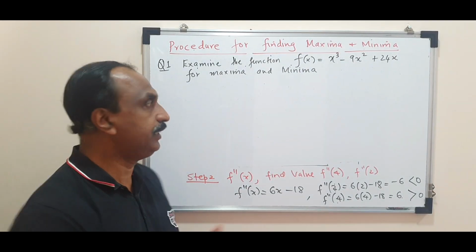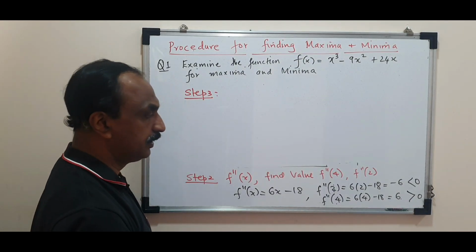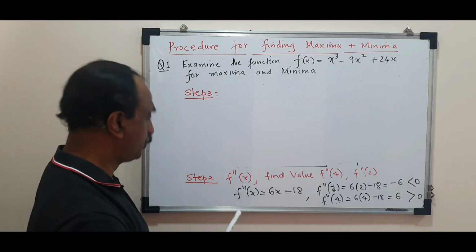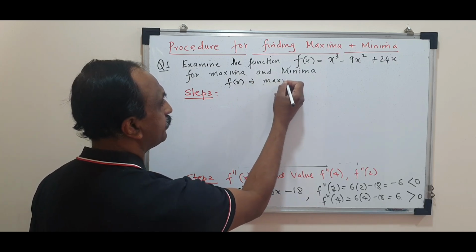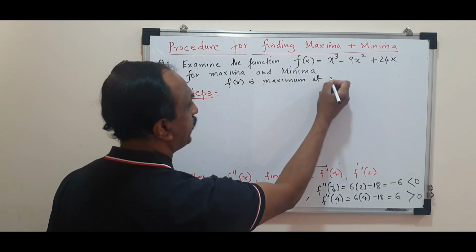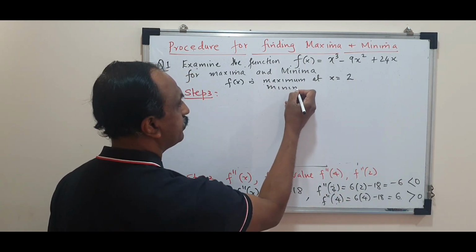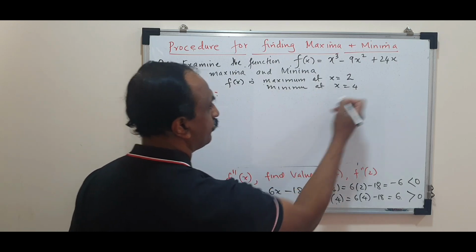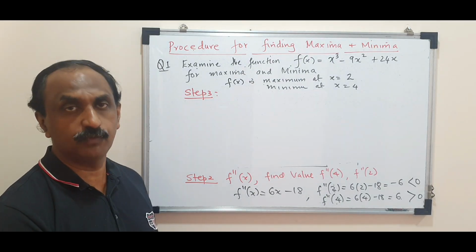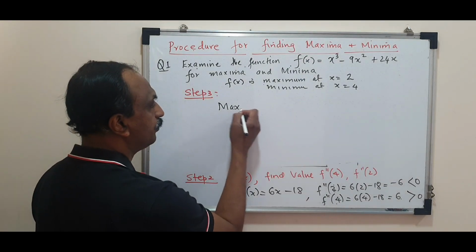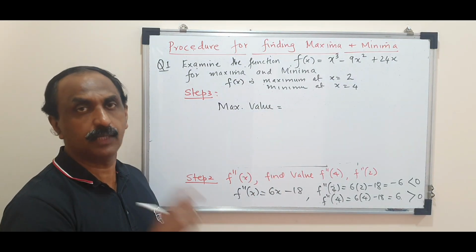We come to step number 3. First of all, let me make the conclusion. I have not written the conclusion here. So first conclusion is f of x is maximum at x equal to 2 and minimum at x equal to 4. This is my conclusion from the step number 2. Step number 3, we are going to find out what is the maximum value. So maximum value of the function, that means whatever the y coordinate at the maximum point.